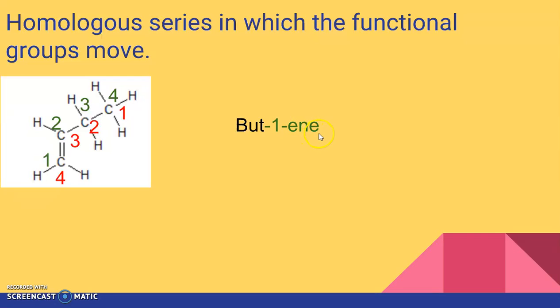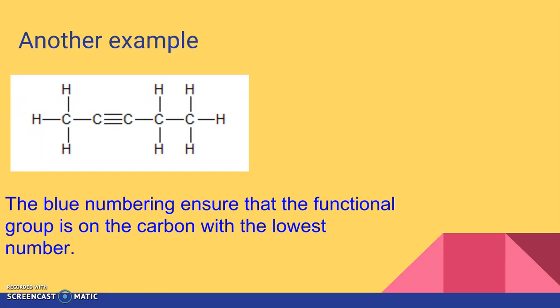but-1-ene. The ene tells me to which homologous series this compound belongs. And the 1, just in front of the last part, tells me exactly where in this compound the functional group lies. Let's look at another example.